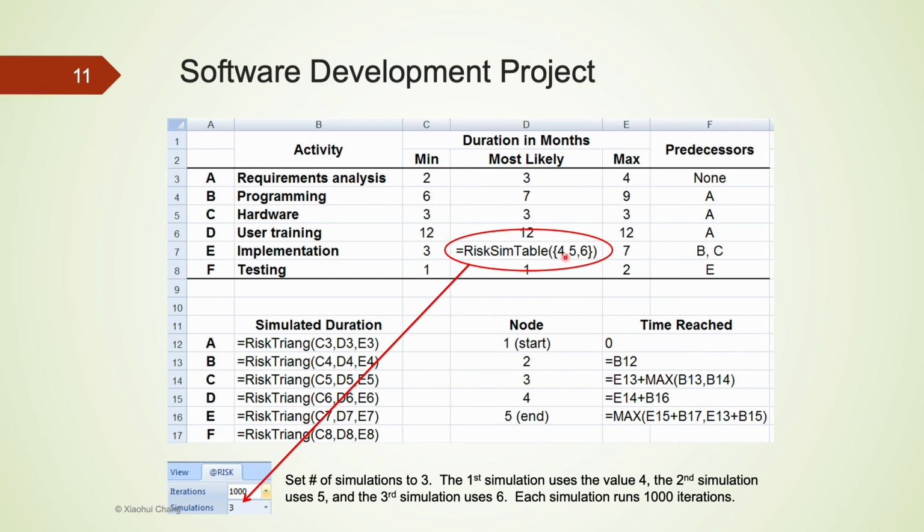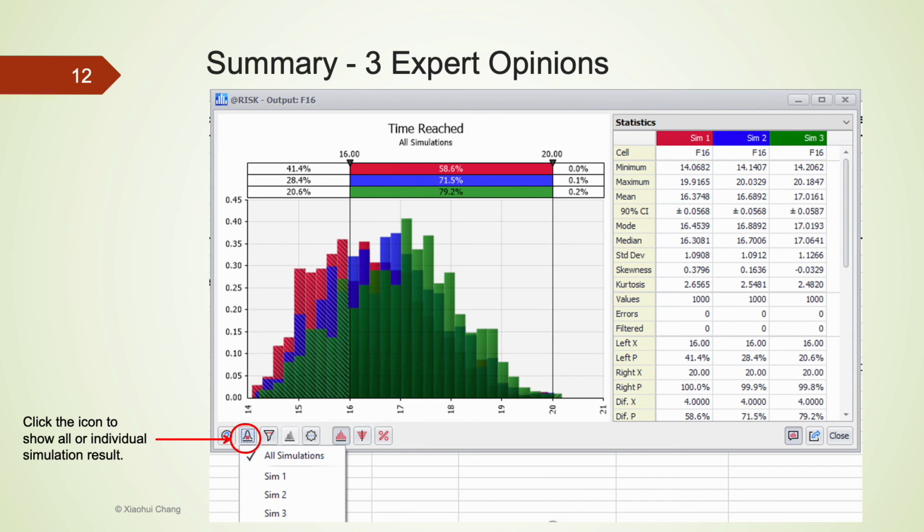They are 4, 5, 6. Because we are using a RiskSimtable here, we also need to change the number of simulations to 3 to match the number of arguments in the RiskSimtable. @RISK will run 1,000 iterations using 4 for cell D7, and another 1,000 iterations using 5 for cell D7, and another 1,000 iterations using 6.